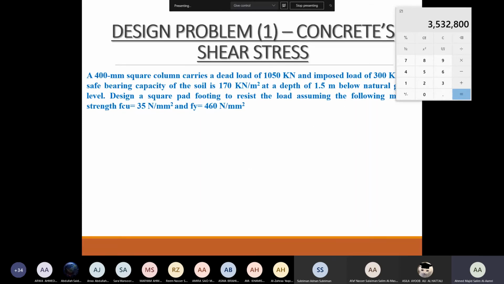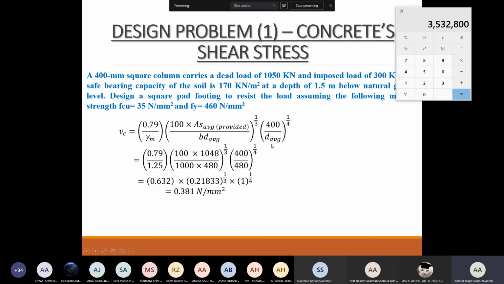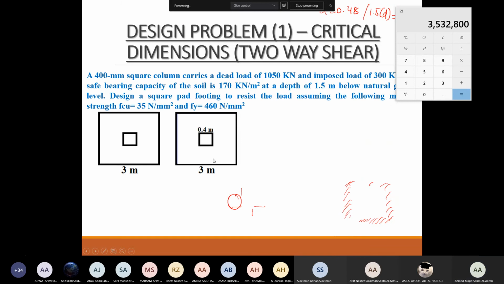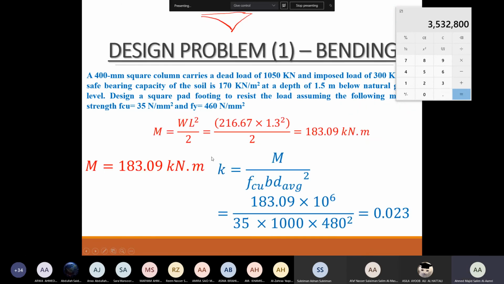Now, after finding these, we need to calculate the concrete shear stress, and we calculate it by using the equation of VC, if you remember, in the slab. So you follow whatever you have done in the slab. The only difference is calculating the one-way and two-way shear. Now VC is 0.79 times the cube root of 100 AS provided over BD, times the fourth root of 400 over D. Now you can see 0.79, 1.25. We calculated the area previously when we solved this question.